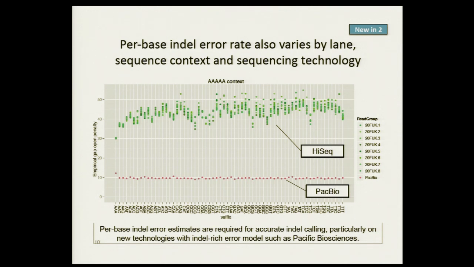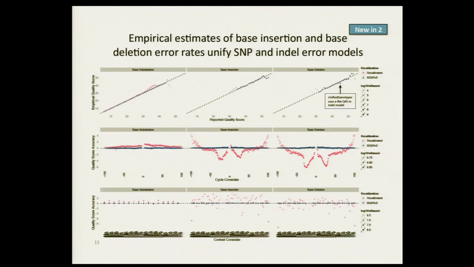Okay. And so this is the new feature in the BQSR in the last, I don't know, 6 months or something, that in addition to estimating a base substitution error rate, we have a base insertion and a base deletion error rate. Now I'm showing you the exact same thing for HiSeq. These are the same sorts of plots you've been looking at, but I have base substitution here, base insertion, and base deletion.